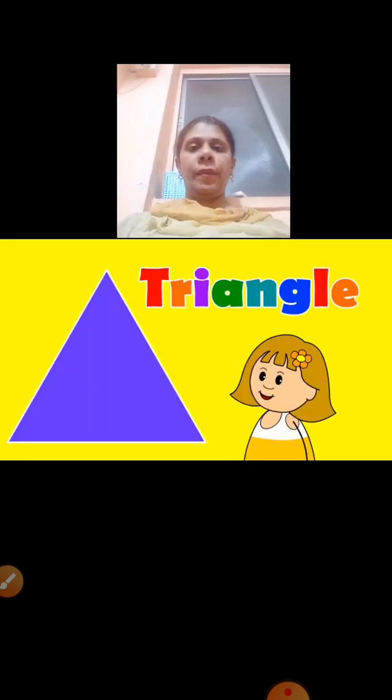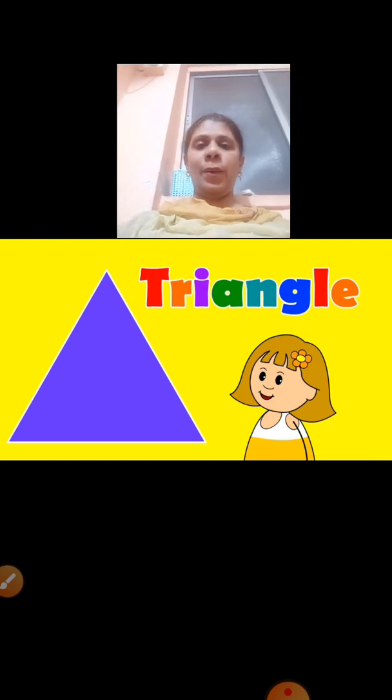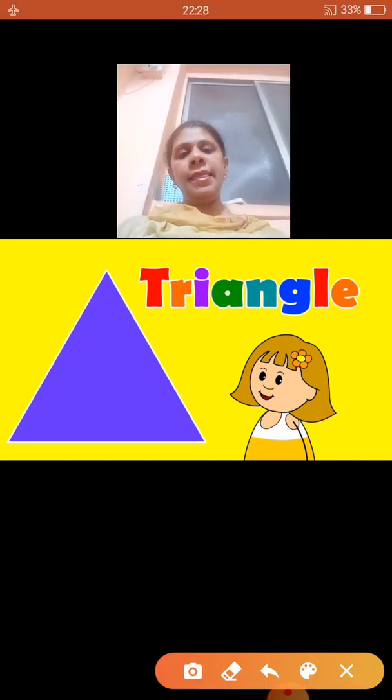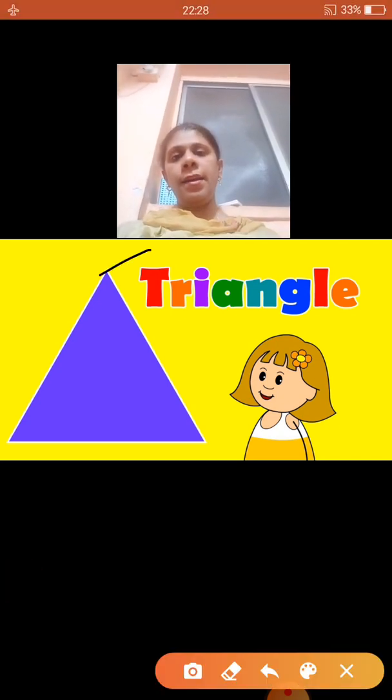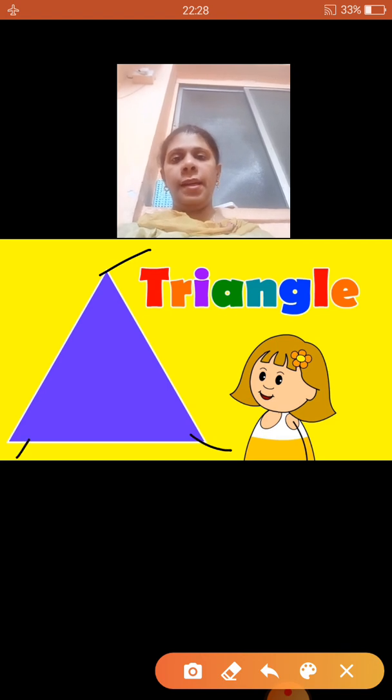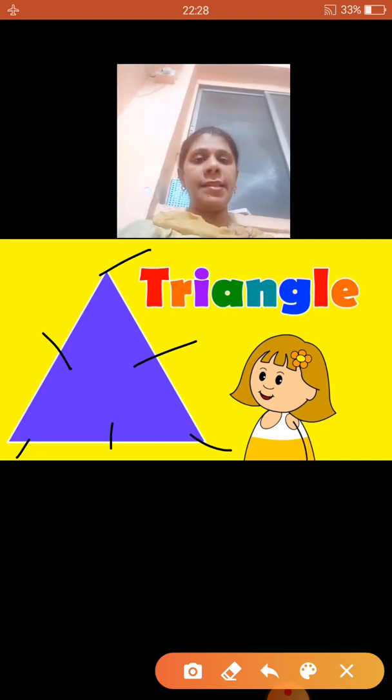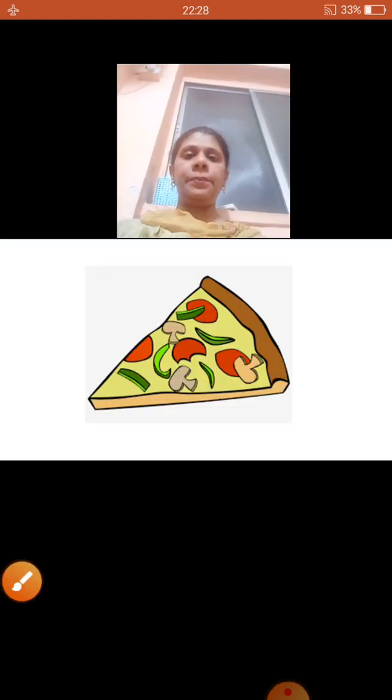Okay. Now, triangle. Which shape is this? It's a triangle. See the triangle shape? A triangle has 3 edges and 3 corners. How many edges? 3 edges and 3 corners. Say 1, 2, 3. 1, 2 and 3. So a triangle has 3 edges and 3 corners.